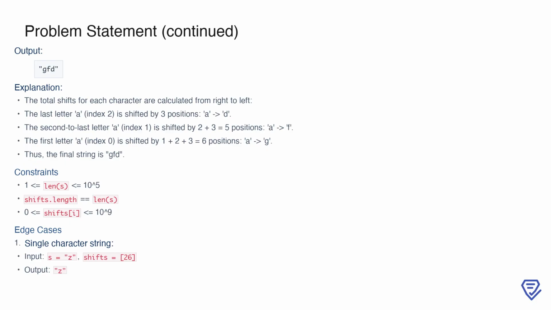For the second to last letter A at index 1, we add its shift value, 2, to the shifts already applied to the last letter, which is 3. This totals 5 shifts for the second letter. Shifting A forward by 5 positions gives us F. For the first letter A at index 0, we sum all the shift values, 1 plus 2 plus 3, which equals 6. Shifting A forward by 6 positions results in G. Putting these together, the final string is "GFD". This example highlights the importance of calculating the cumulative shifts starting from the rightmost character.